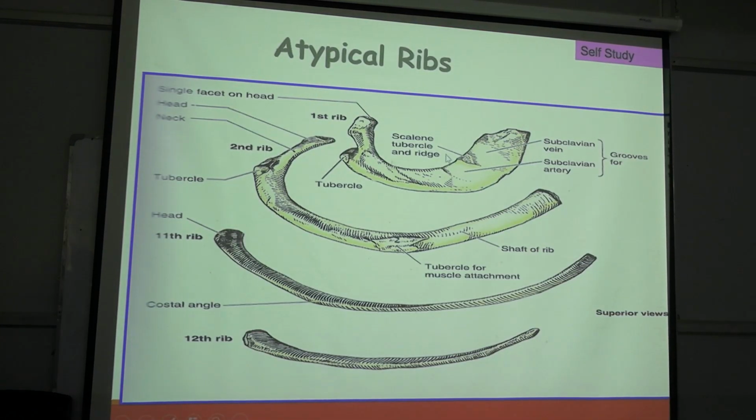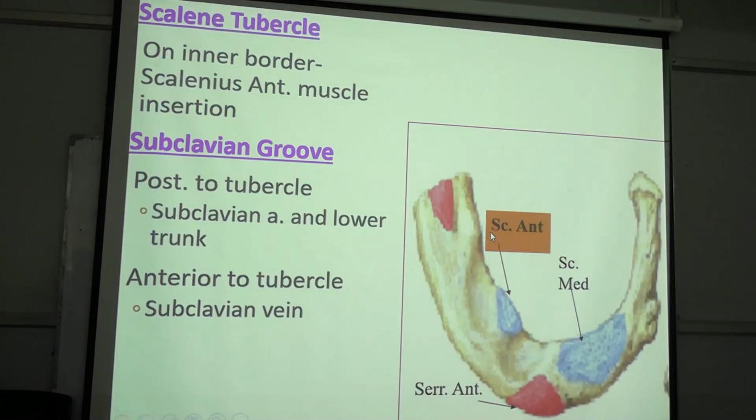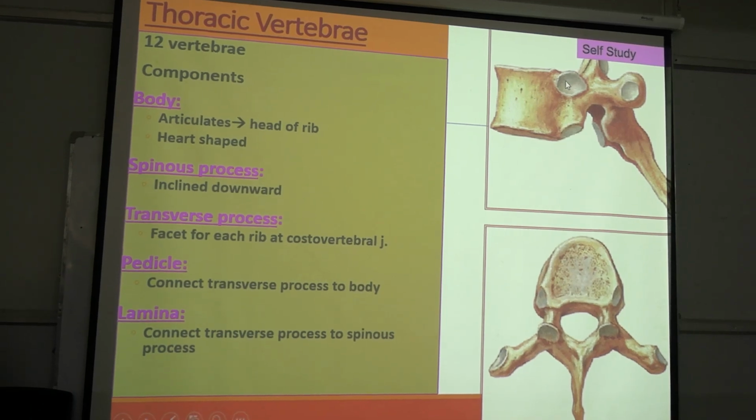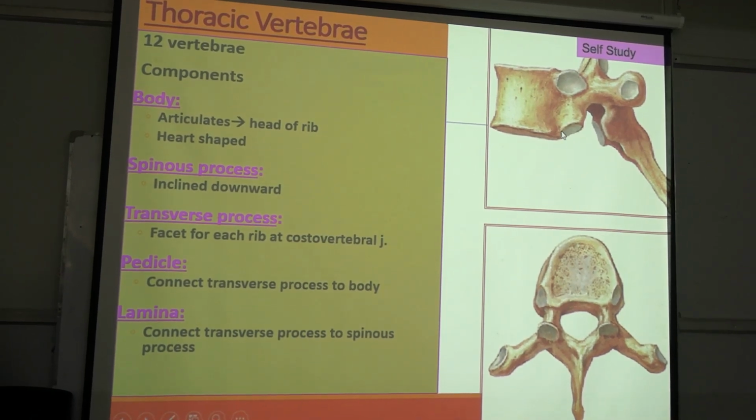Now this is how the atypical rib looks. I skip it right now because I don't want to make it difficult at this point. This is a thoracic vertebra, and these are the sides of the thoracic vertebra. On the sides of the thoracic vertebra we have facets like this. See that? These facets are present on the body of this vertebra.